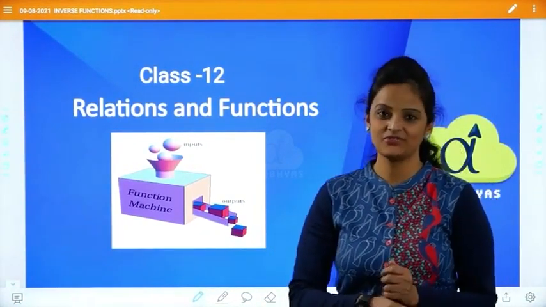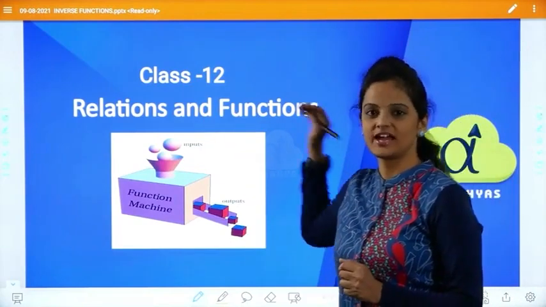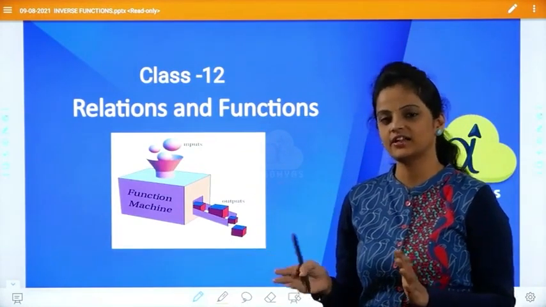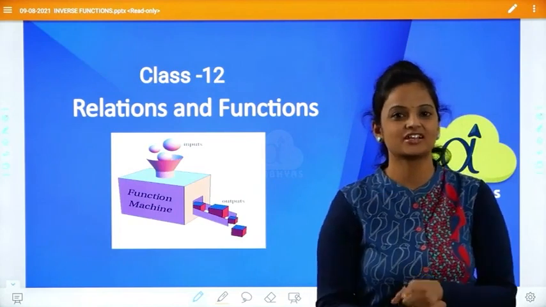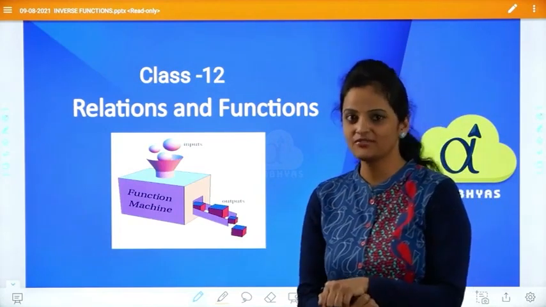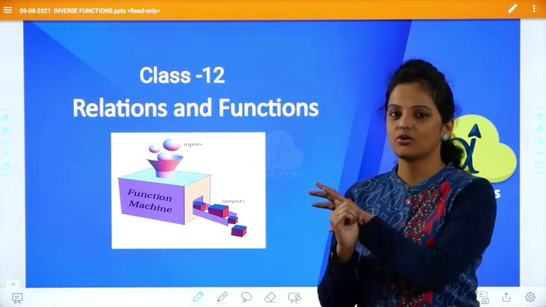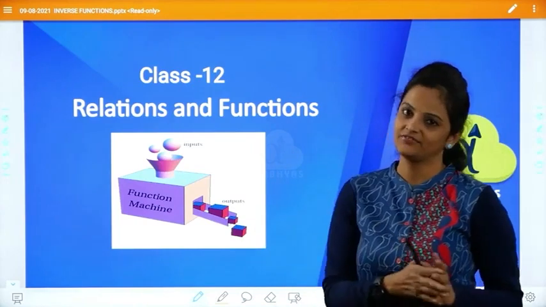In the previous session, we learnt about relations and functions. Complete theory is done, right? And I told you next session I'll come with the MCQs. So today we are starting with the MCQs. We'll discuss all possible questions on relations and functions.